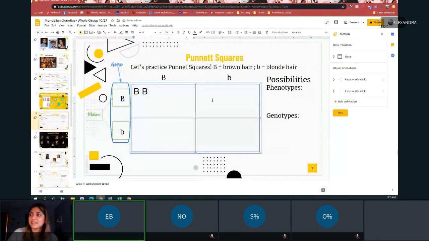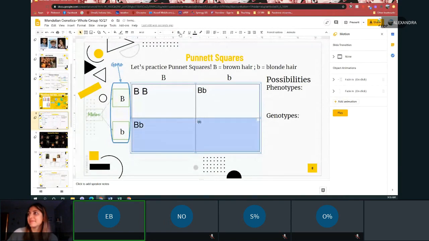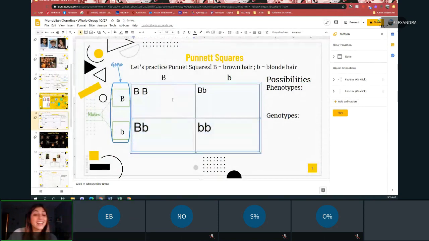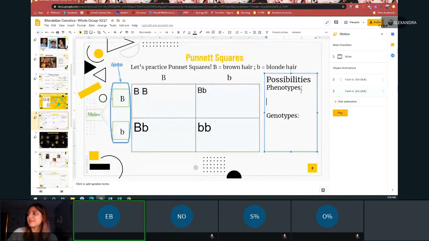We combine capital B with lowercase b, and that would be heterozygous, but still dominant. Good. And the same below in, I guess, the third square would be capital B, lowercase b, heterozygous. Good. And in the last square, we combine lowercase b with lowercase b to be homozygous recessive, and that would be blonde. So, good. 3 chances of it being brown hair to 1 chance of it being blonde.